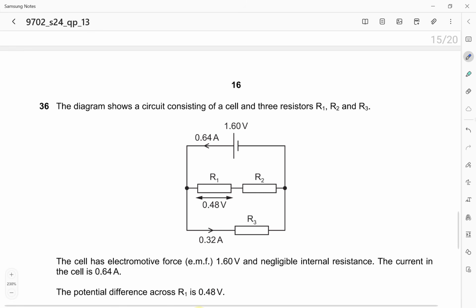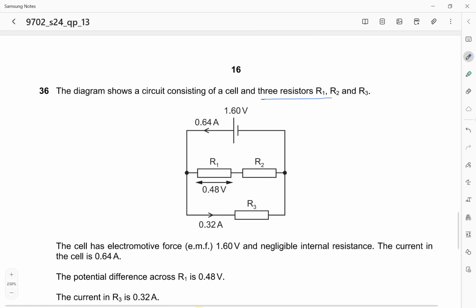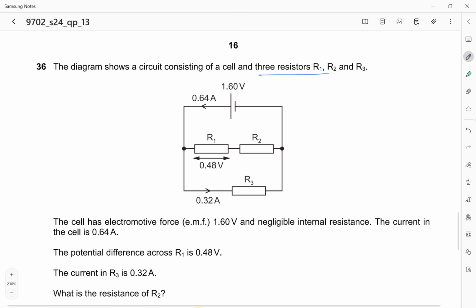The diagram shows a circuit consisting of a cell and three resistors R1, R2, and R3. The cell has EMF 1.6 and negligible internal resistance. The current in the cell is 0.64. The PD across R1 is 0.48. The current in R3 is 0.32.